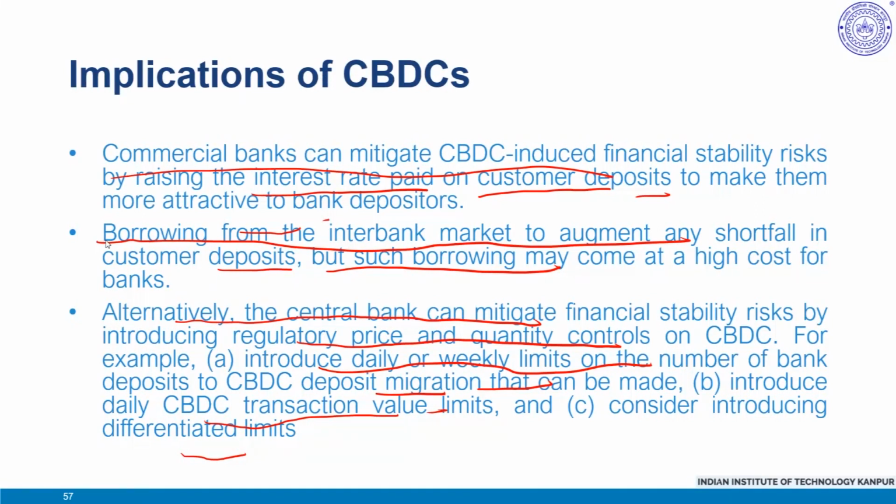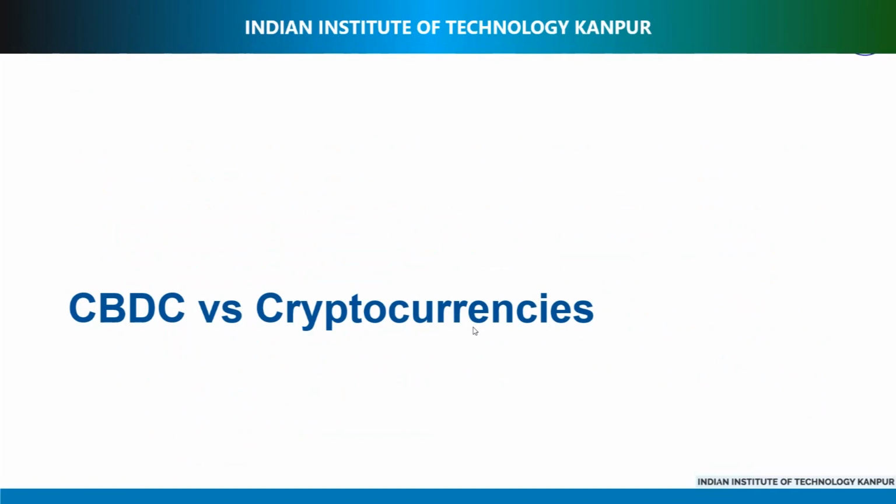To summarize, in this video we discussed how introduction of CBDCs can affect monetary policy and financial stability at a macroeconomic level. We also noted how banks and the central bank can coordinate and put different quantity and price controls to deal with such instability in the financial system. In this video, we'll briefly compare CBDCs and cryptocurrencies.